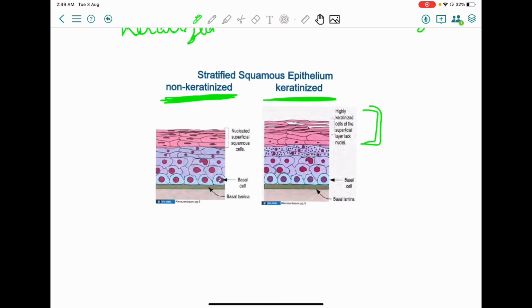The difference is that in keratinized epithelium, the superficial layer does not have nuclei. You can see here nuclei are absent. But in non-keratinized epithelium, such as the esophagus or, you can say, the vagina, these nucleated cells are present. But here, as you can see in the example of skin of the sole, the nuclei at the superficial layer are absent. Are you getting me?